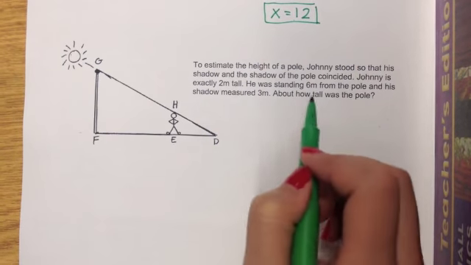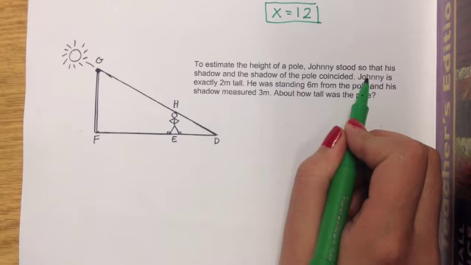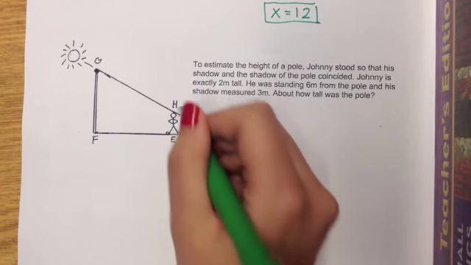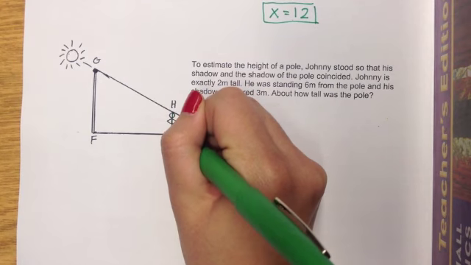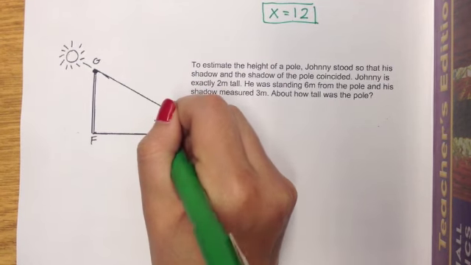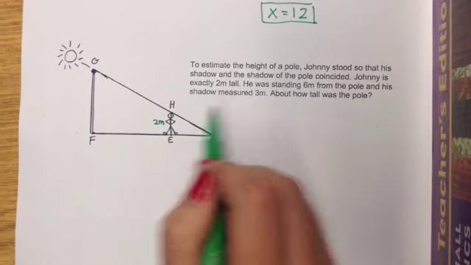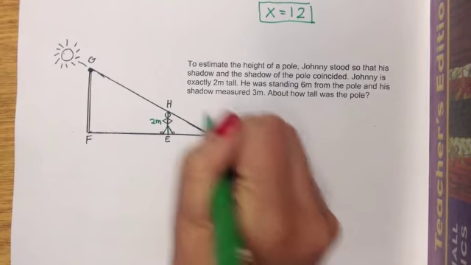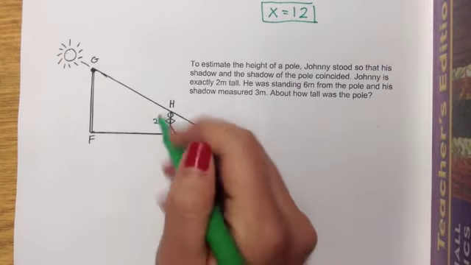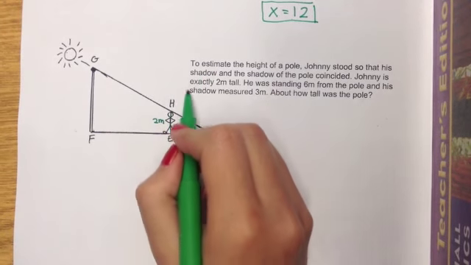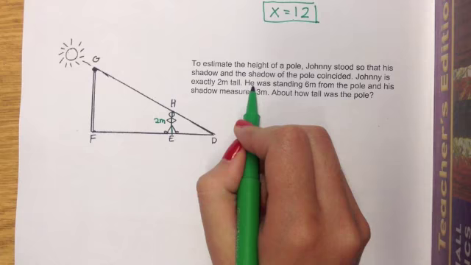So let's look at the given information. It says Johnny is exactly 2 meters tall. So head to toe, we'll write 2 meters here. In general, whenever you have a word problem, I highly suggest you draw the diagram and record all the information that's given to us. Okay? So here you go.